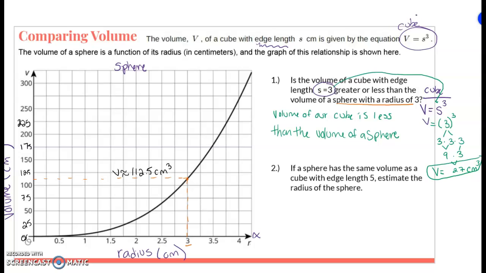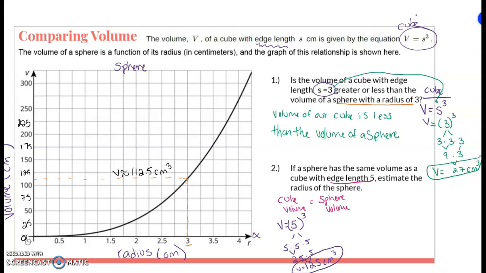So now let's answer this last question. If a sphere has the same volume as the cube, so the cube volume is the same as the sphere, and the cube has an edge length of 5, we're going to estimate what the radius is of the sphere. So I know cube volume, we looked up here, is the edge length cubed. So meaning I'm going to take my 5 and cube it. So I have 5 times 5 times 5. 25 times 5 is going to give me 125 centimeters cubed.